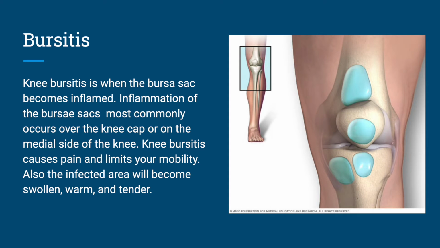Another common knee injury is knee bursitis. This is when a bursa sac becomes inflamed. Inflammation of the bursa sacs most commonly occurs over the kneecap or on the medial side of the knee. Knee bursitis causes pain and limits your mobility. Also, the affected area will become swollen, warm, and tender. Treatment for knee bursitis often includes a combination of self-care and doctor-administered treatments to alleviate pain and inflammation.